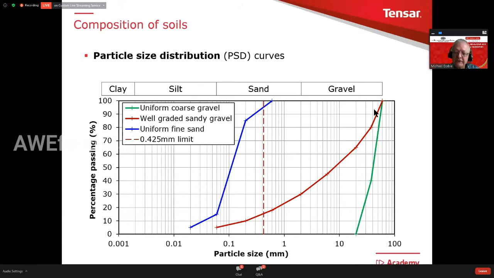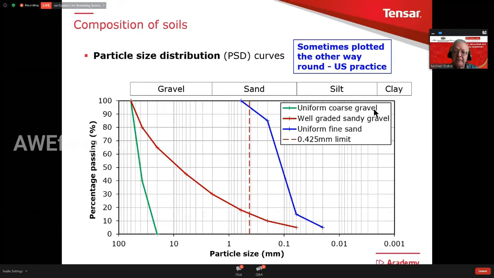One little warning: in some reports you'll find these plotted the other way around, especially in US practice. It doesn't really matter, you just have to think of them backwards, but it has the same effect.